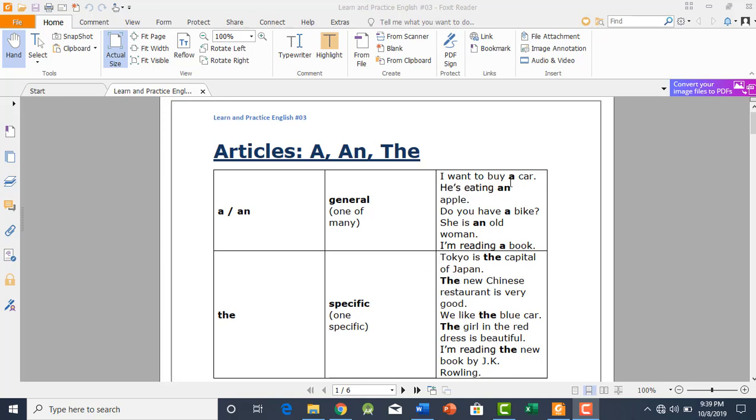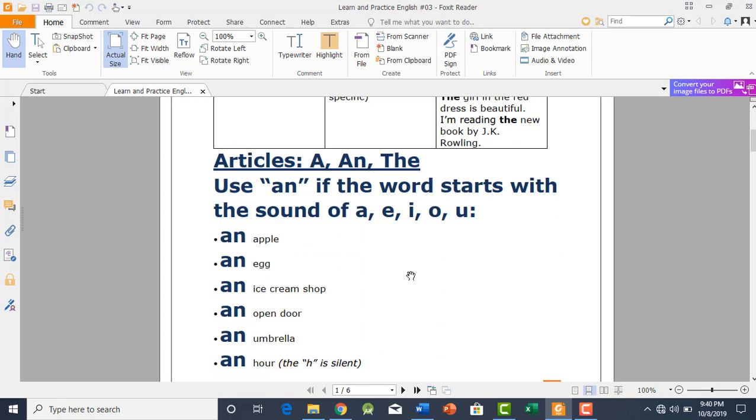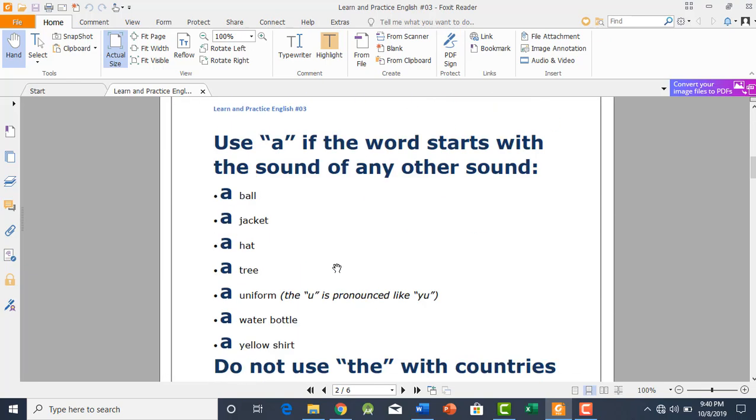I want to buy a car. Basically, I want to buy a car means you are selecting a particular car, one car out of many, because in a car showroom there are lots of cars and you are willing to buy a particular car, so you have a selection out of many. So in that way you can use a or an. Why we use a and why we use an, I will explain on the next page because there is a lot of beautiful explanation there with great examples.